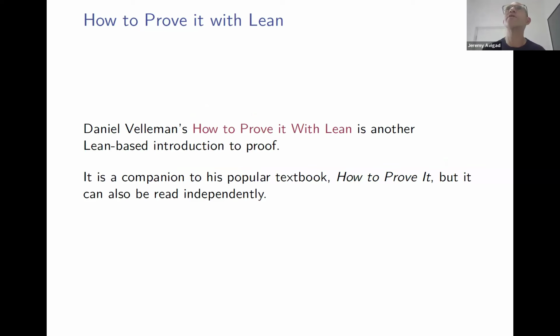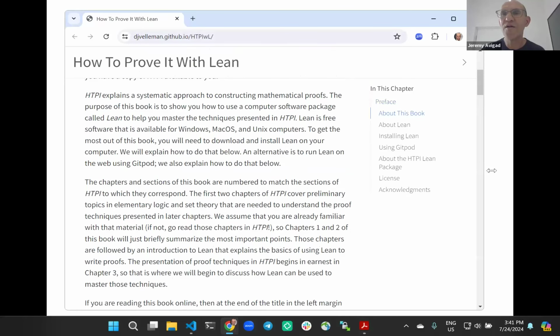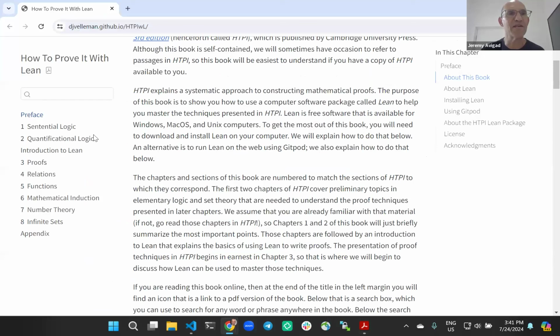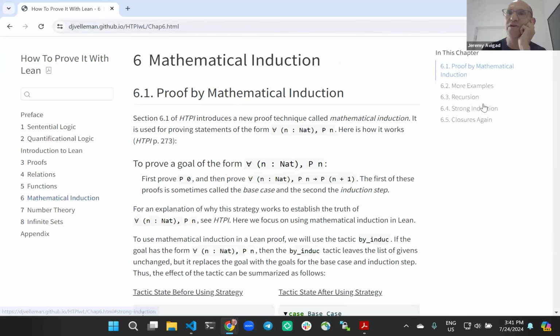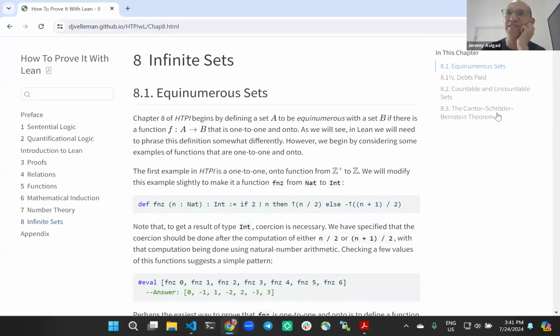And let me see if I can open it here. So, it's here. I'm looking for the table of contents. See if I make it bigger. There it is. So it's proofs, relations, functions, induction, number theory, various proofs by induction, recursion, number theory. You get Euler's theorem, and at the end, infinite sets. You get through the Cantor-Schroeder-Bernstein theorem.